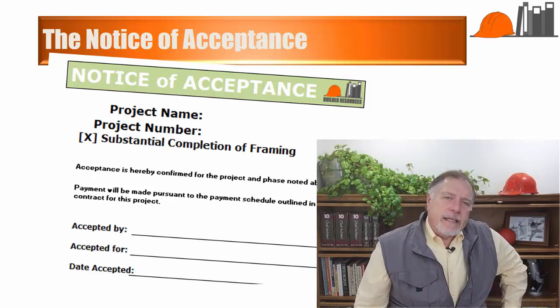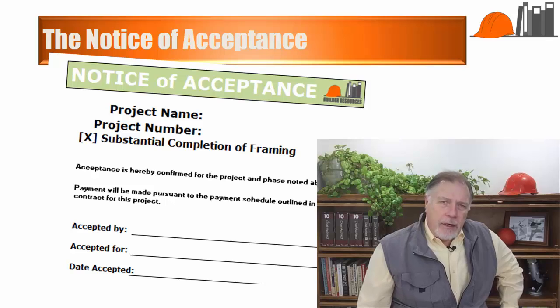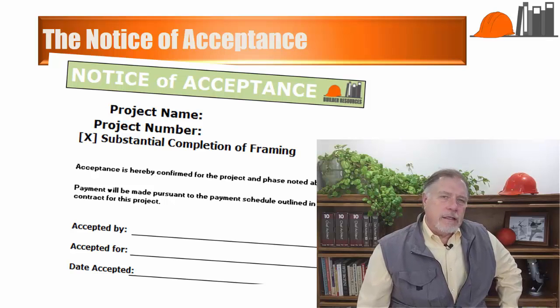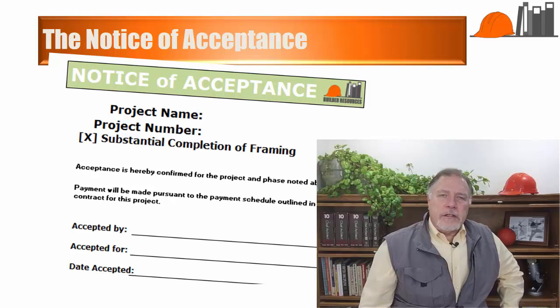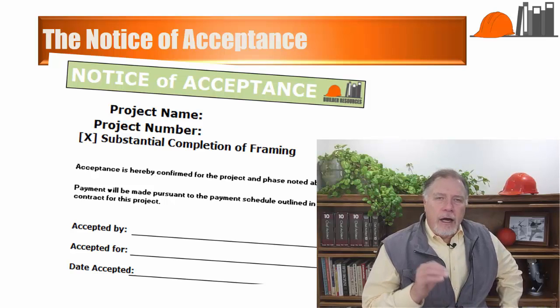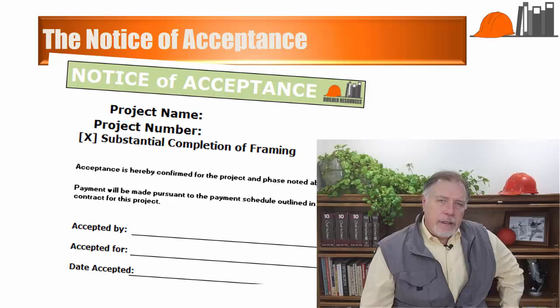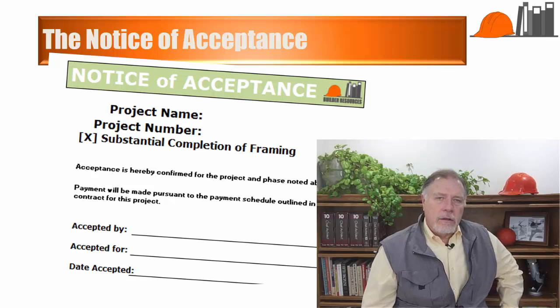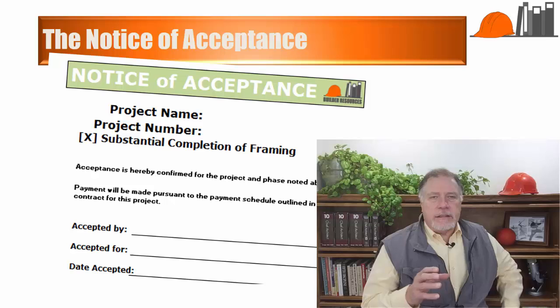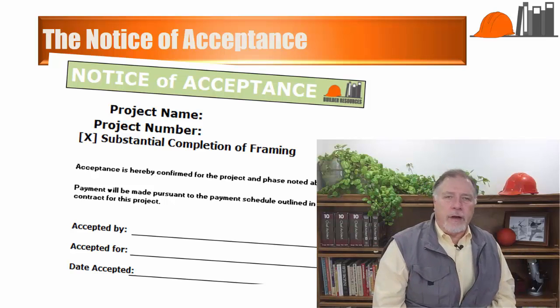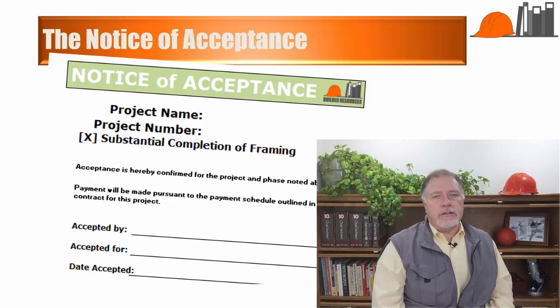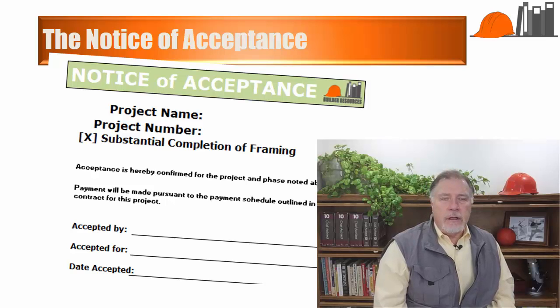Next is the notice of acceptance. In my experience, it's best to have several points in the construction process at which the buyer signs off on the work that has been done and agrees that the work meets expectations. The notice of acceptance accomplishes this goal. I like to have these points of substantial completion of the framing, the drywall, the finish work, and the project. But you can use any milestones which fit your production schedule.